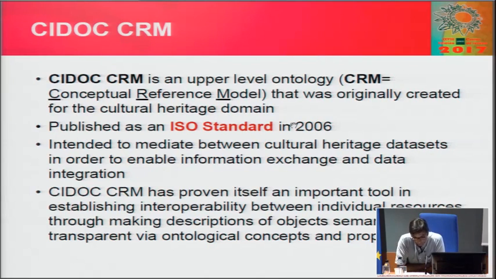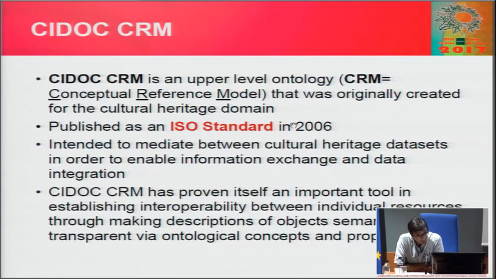The first thing I want to talk about is CIDOC CRM, which is an upper ontology. CIDOC here refers to an international committee for documentation, which was instituted by the International Council of Museums, and CRM refers to conceptual reference model. CIDOC CRM was originally created for the cultural heritage domain, so, for example, for data sets coming from museums or art galleries. And it became successful and popular enough that it was eventually published as an ISO standard.